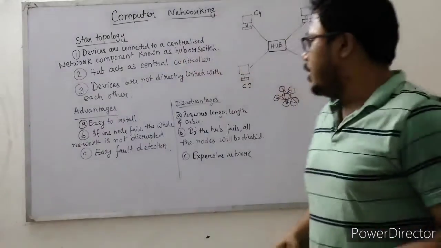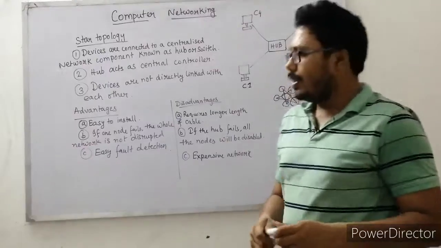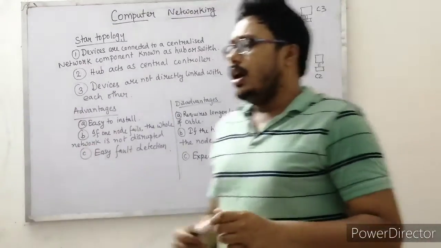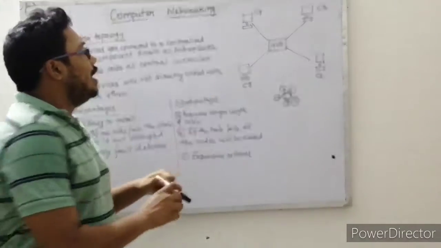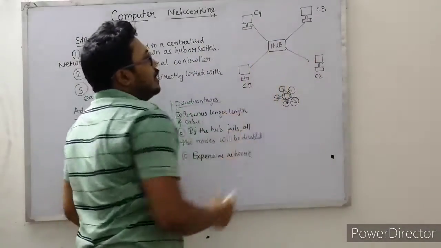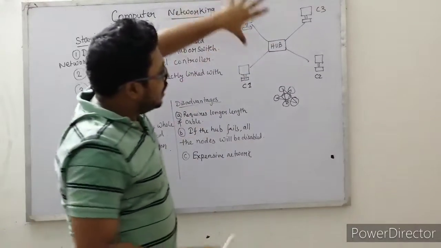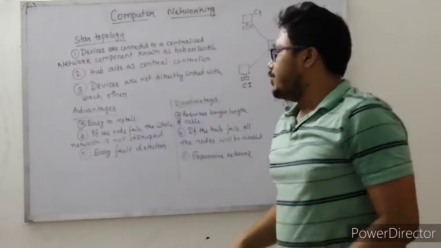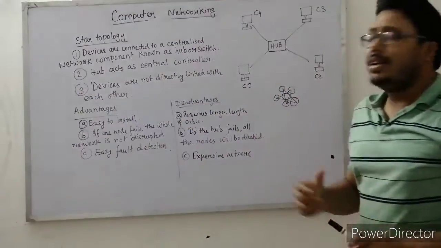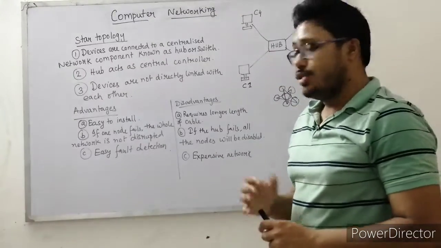Now coming to the third point, devices are not directly linked with each other. If you look at the diagram, they are not connected like this. That means they are not connected directly with each other. They all are connected to a centralized hub. So that's why it is written that devices are not directly linked with each other, but they are linked with the help of a hub or a switch.